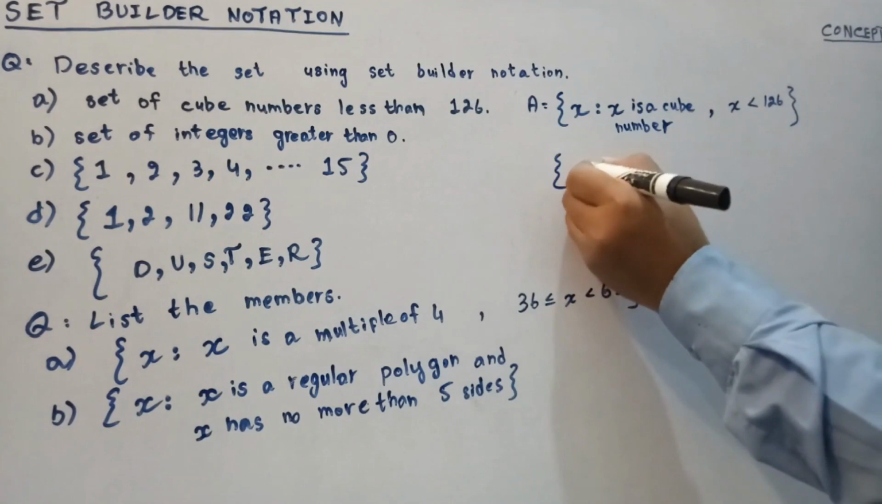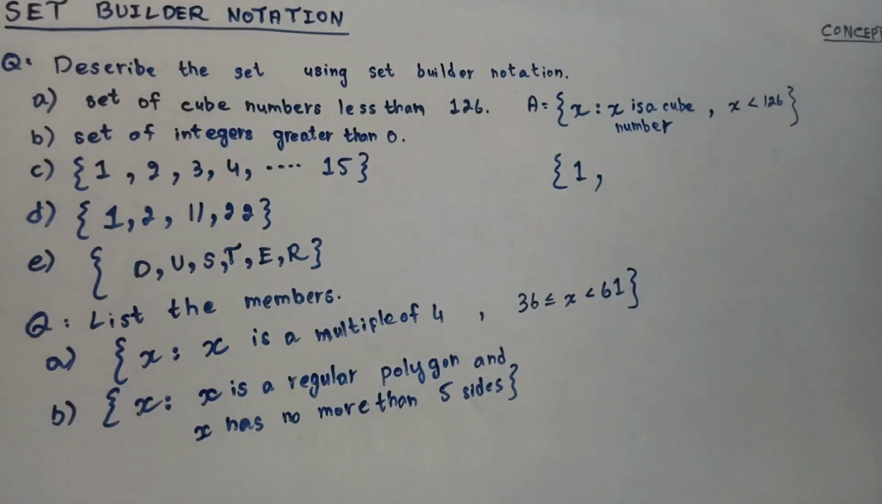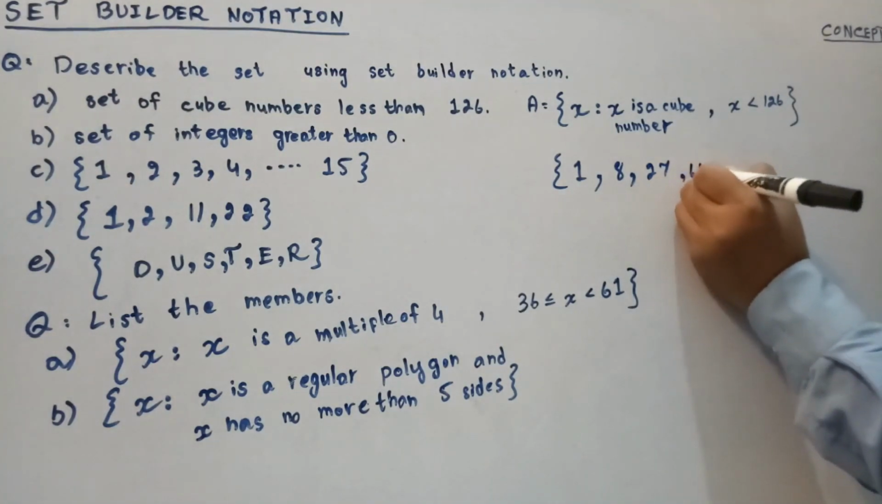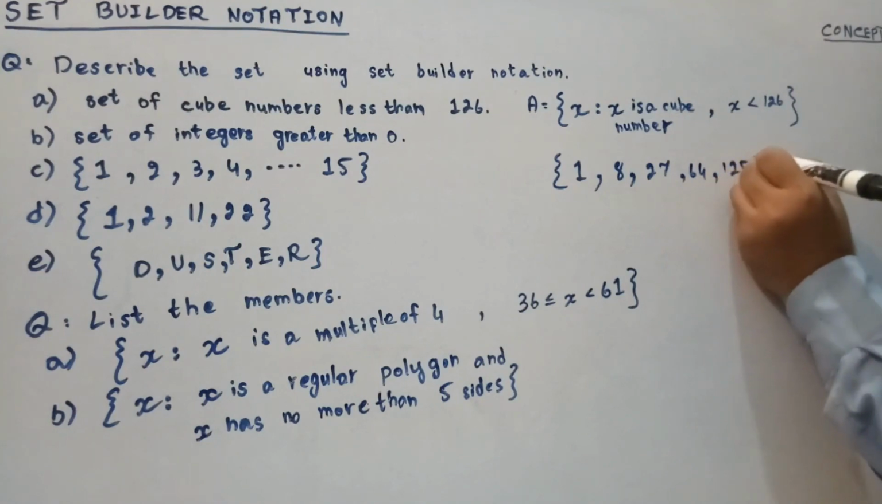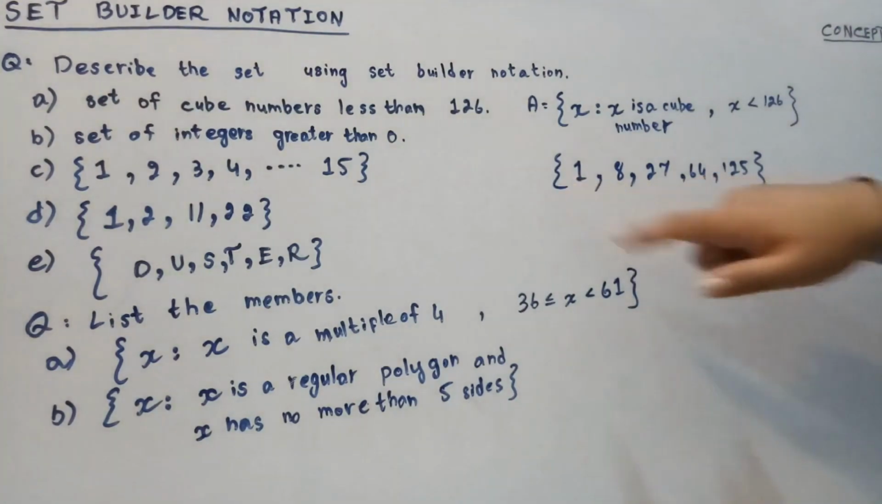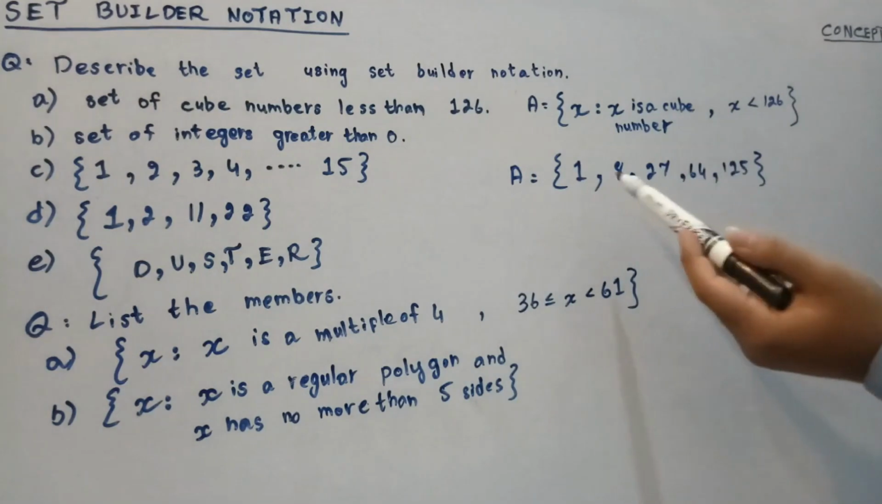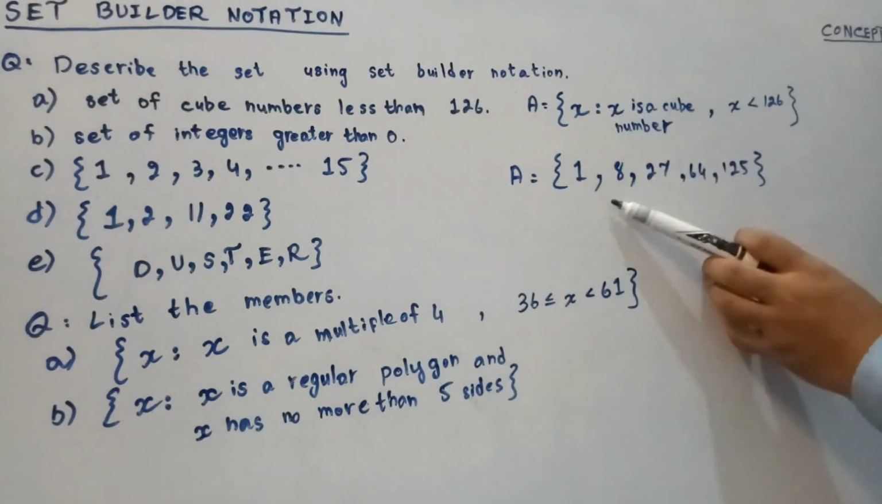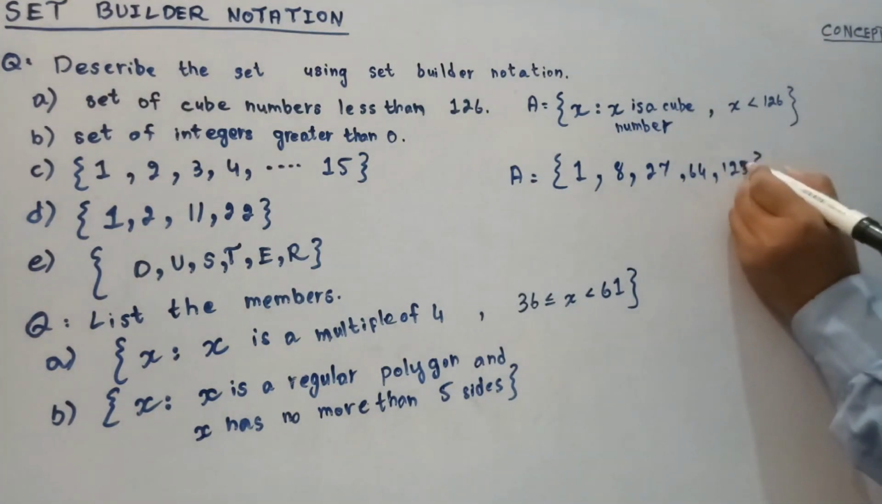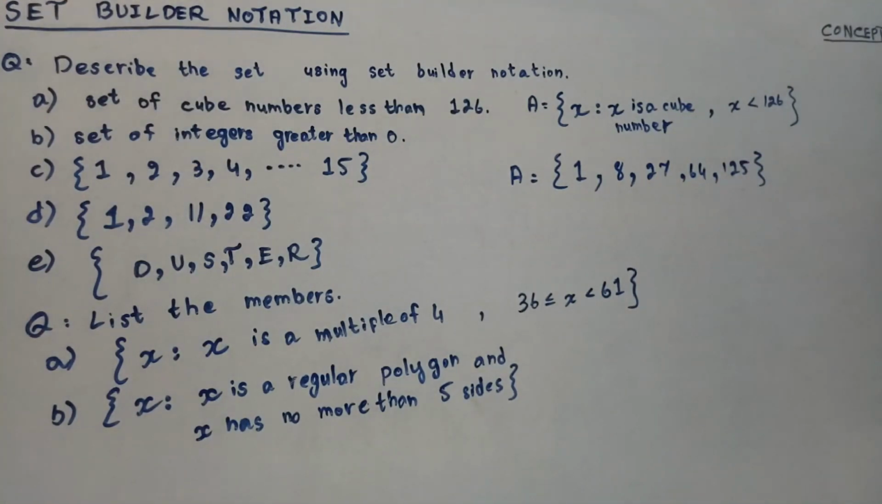If I want to write in tabular form, so 1 is a cube of 1, 8 is a cube of 2, then we have 27, which is a cube of 3, then we have 64, a cube of 4, then we have 125, a cube of 5. So this is the tabular form of this set builder notation. You can see here we have a set A, and in this we have elements. Elements are cube numbers, such that the elements should be less than 126. The last number is 125, which is less than 126. So here we have described the first part in the set builder notation.